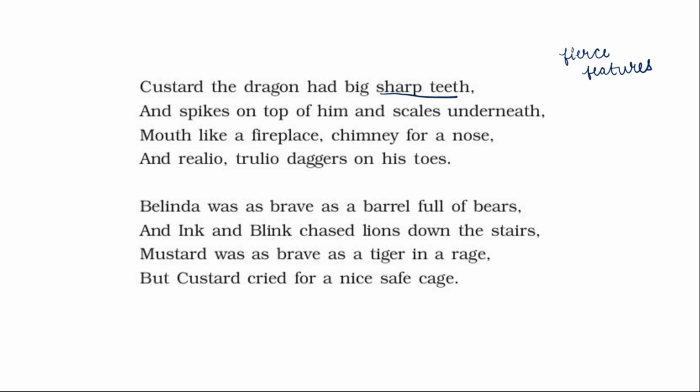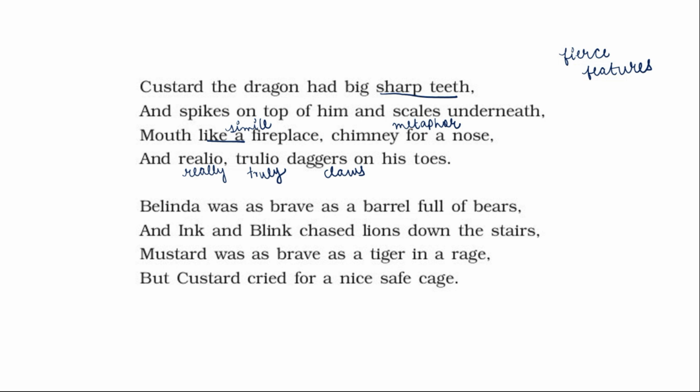So daggers are like swords, so his claws were very sharp which were on the toes. And realio means really and truly. So here the characteristic traits of the dragon are mentioned in this stanza about how fierce it looked. So let's look at the literary devices that are used in this stanza. Mouth like a fireplace. So compared to something else. So here simile is used. Chimney for a nose. So here it is metaphor, comparison of the nose to a chimney.